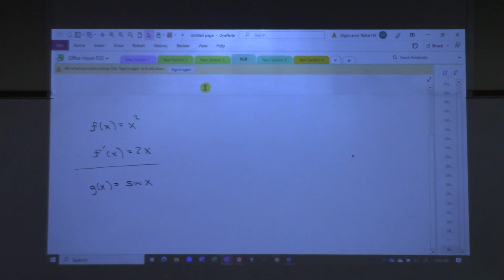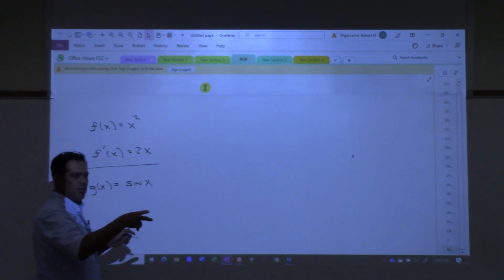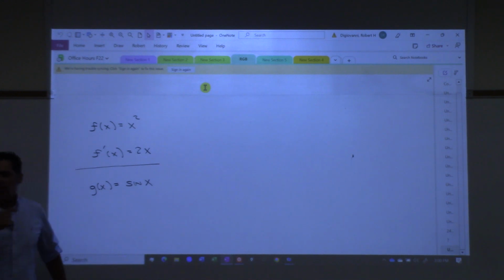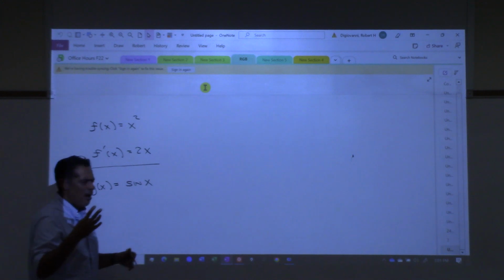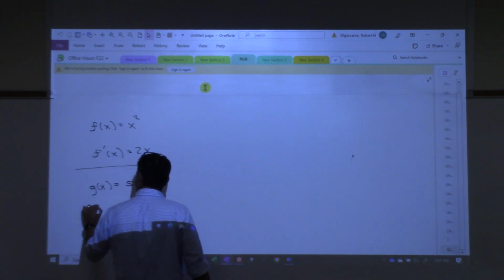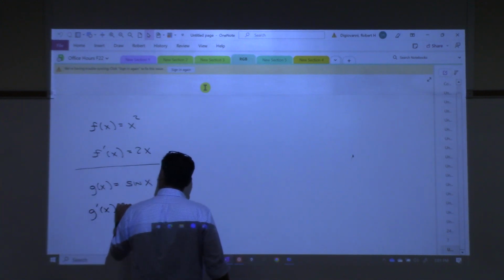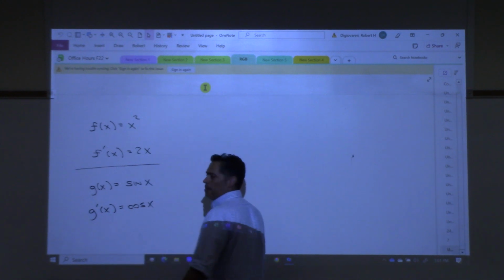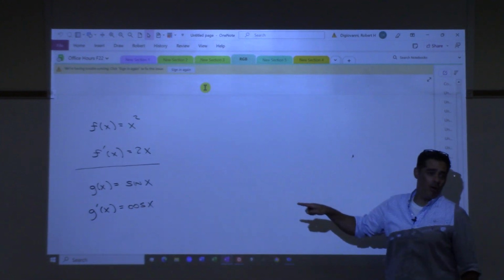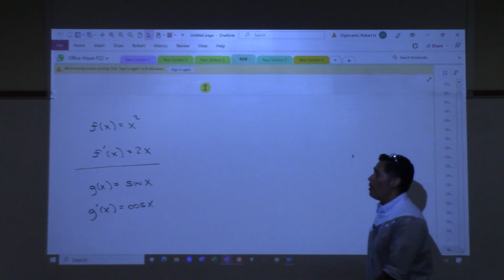Do you know what the derivative of that is? Cosine x. Why? I told you last class, right, that the derivative of sine x is cosine x. And I tried to prove it to you. Actually, I did prove this one. Proved it geometrically, and I proved it using some pre-cal formulas. So we know that the derivative of this, which I would write g prime of x, is cosine x, right? Okay, that we know.